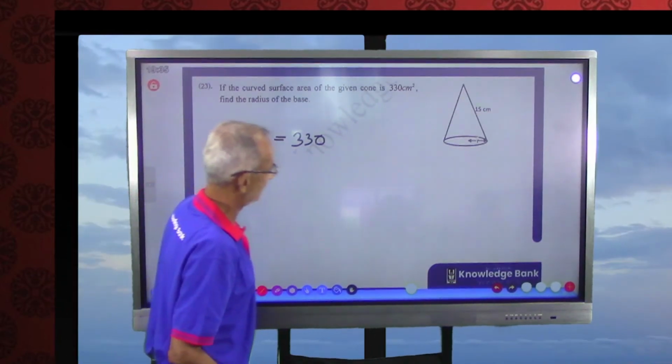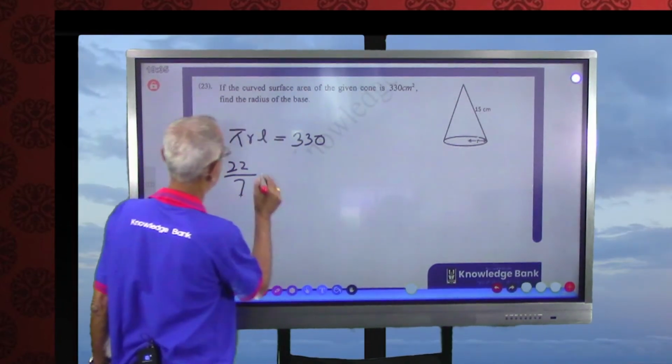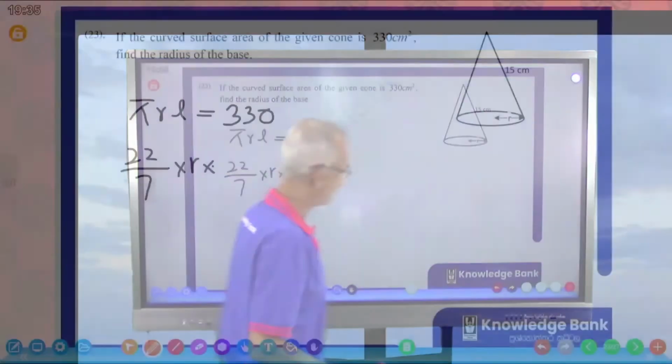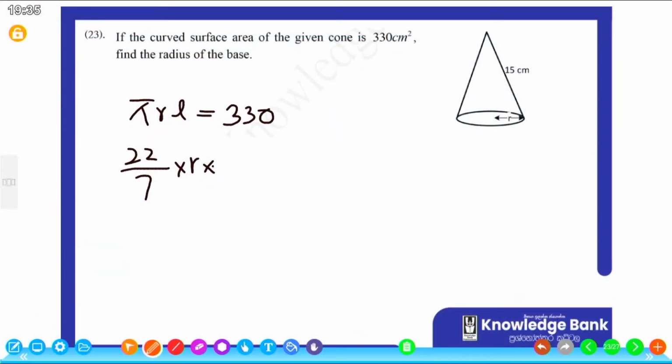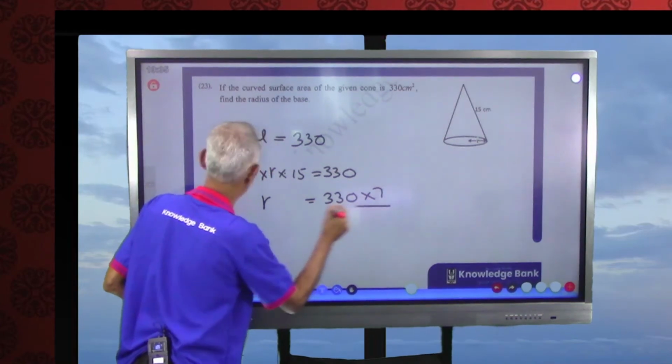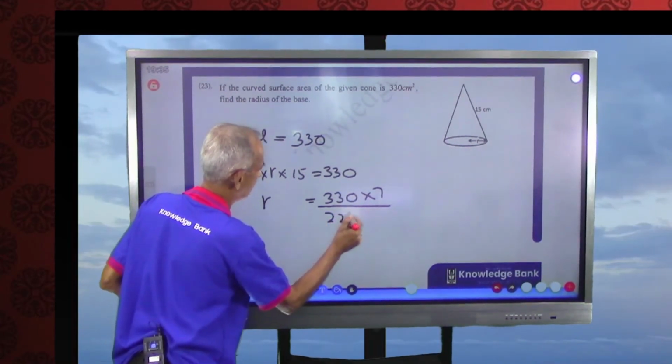Base radius means that is r. This into r into l. l means slant height. It is 15 centimeters. This into 15 is equal to 330 centimeters squared. Therefore, r is equal to 330 into 7, divided by 22 into 15.